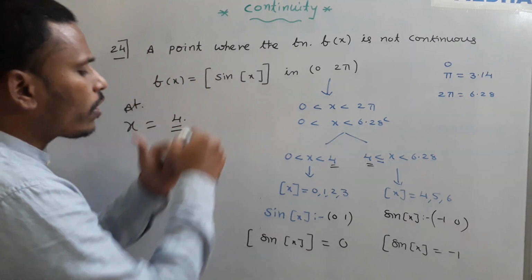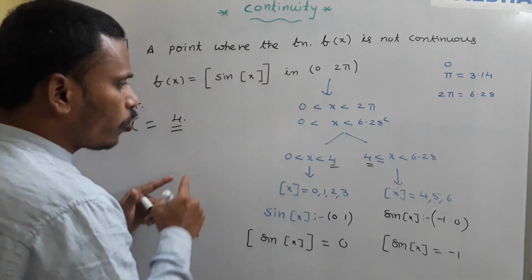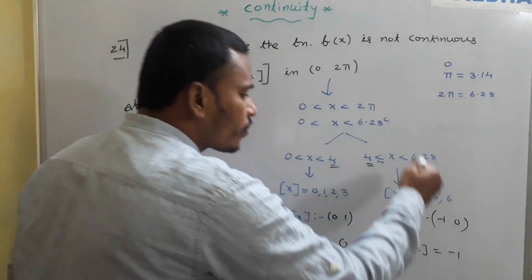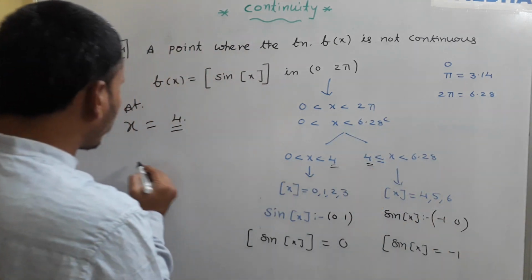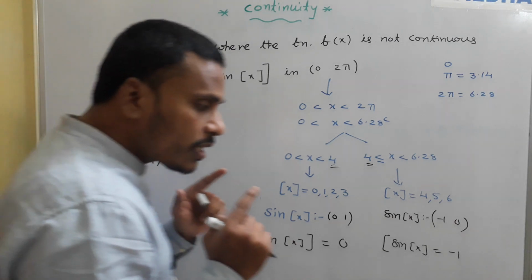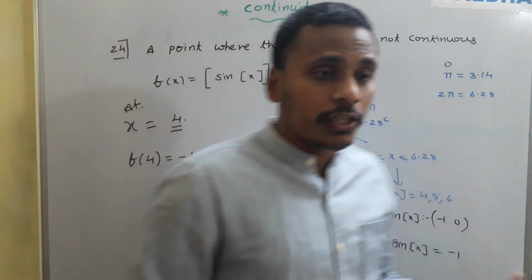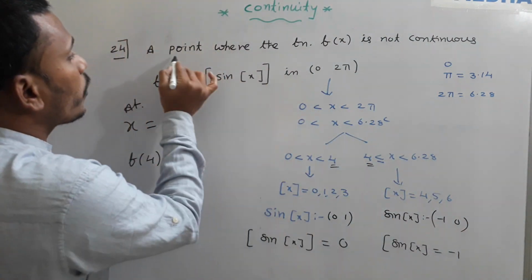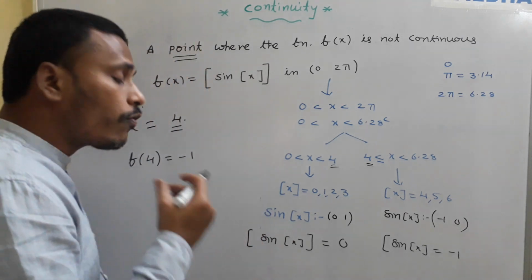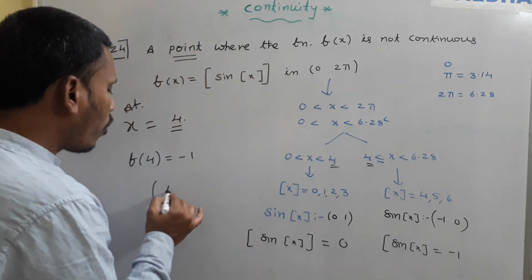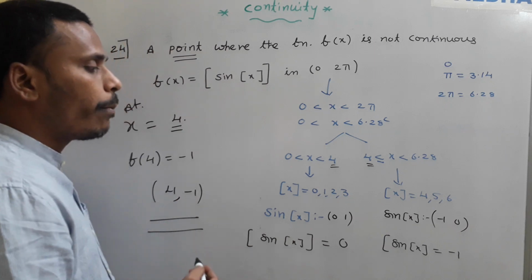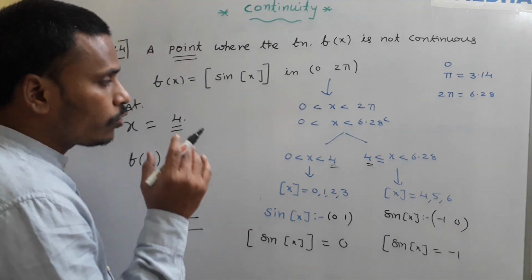At x = 4, if you observe directly, this is the left hand limit, and this is the right hand limit as well. At x = 4, f(4) is also -1. Since f(4) is -1, the point of discontinuity, since the question is asking us to mention the point of discontinuity, and a point always means x coordinate comma y coordinate, is (4, -1). Okay, you just have a look.